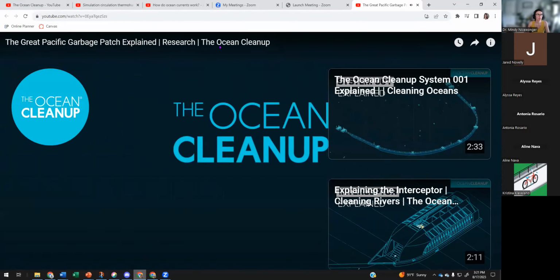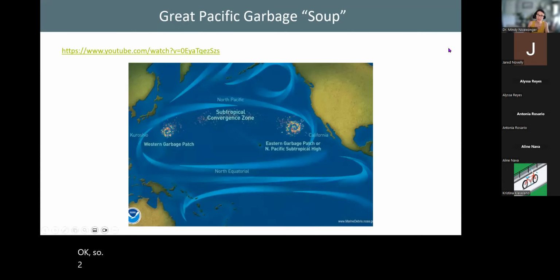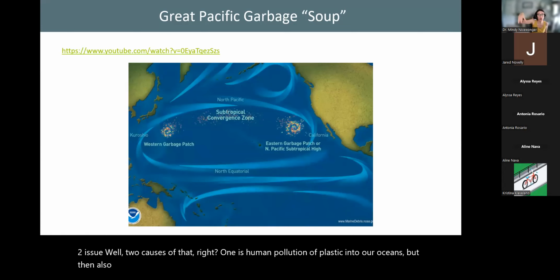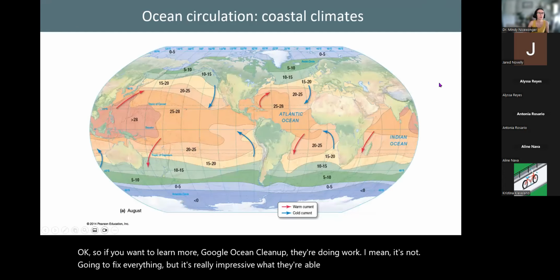Okay, so two causes of that, right? One is human pollution of plastic into our oceans, but then also the reason it's all kind of accumulated in these areas is because of our ocean gyres. Okay, so if you want to learn more, Google Ocean Cleanup. They're doing work. I mean, it's not going to fix everything, but it's really impressive what they're able to do.